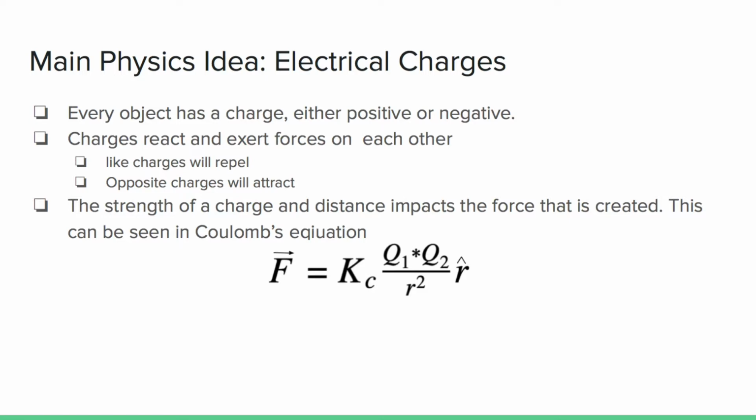When dealing with charge, one can use Coulomb's law to determine the force. In this equation, Kc is the constant, Q is the charge of the specified particle, and R is the distance. As one can see, the strength of a charge of a particle and the distance between them will change the magnitude of the force that is exerted.